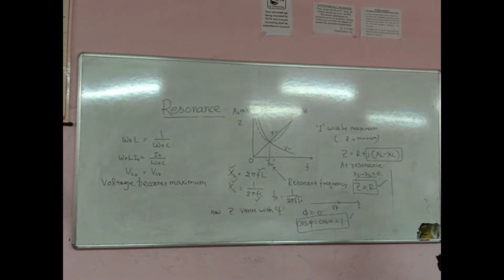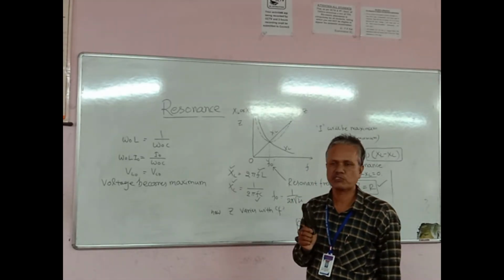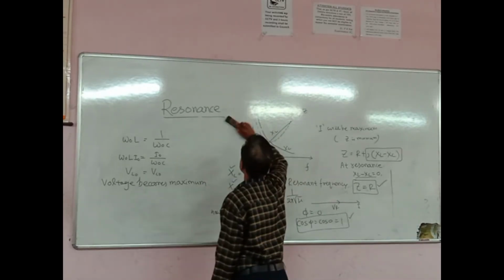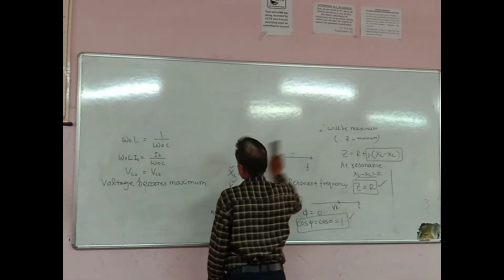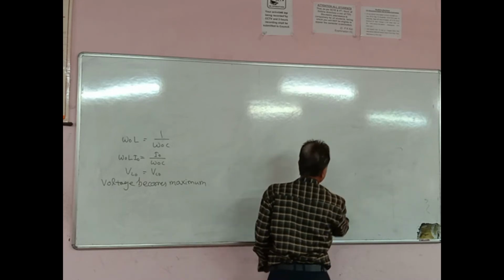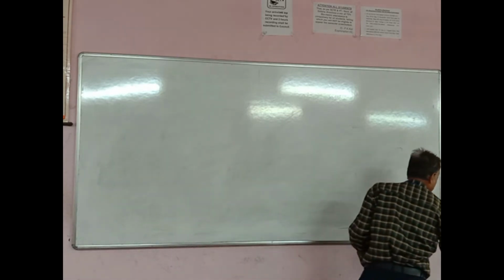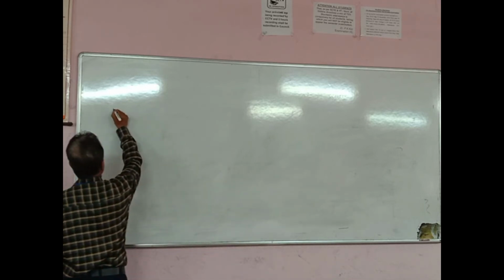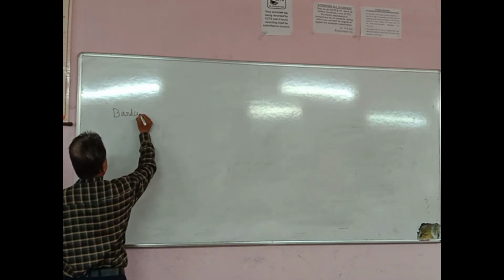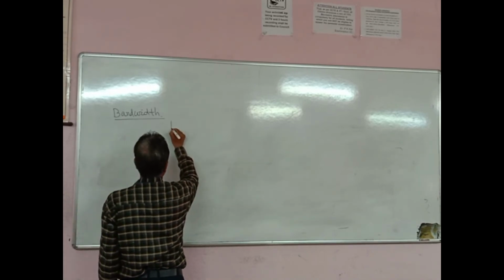Thereafter, we'll go to the bandwidth, that is the bandwidth of a signal. What is bandwidth? We can explain it. Thereafter, the expression. Similarly, what is quality factor? What is selectivity? We'll discuss one after another. So, first of all, comes the bandwidth. To understand it, first of all, draw a diagram.